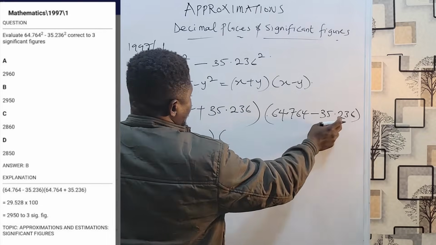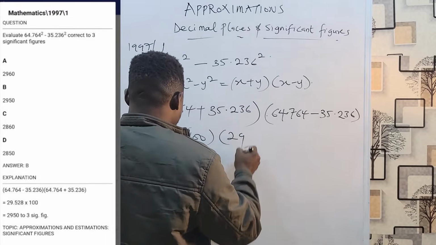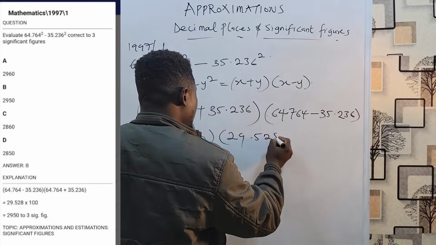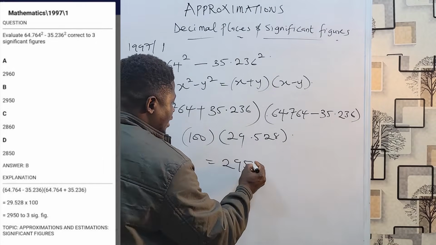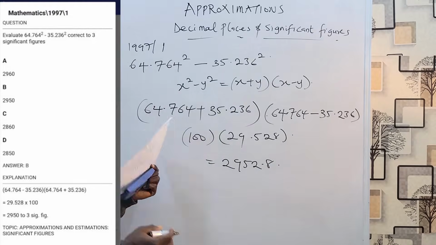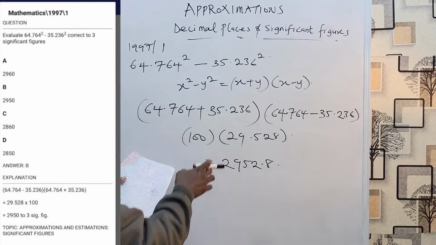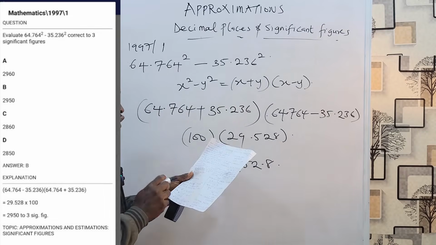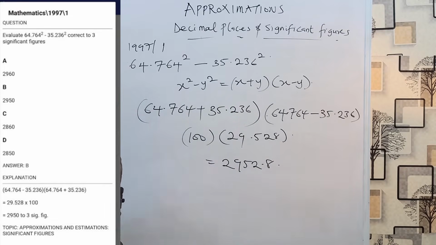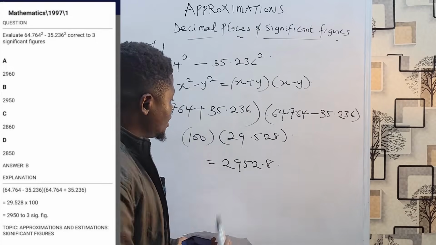Then if you subtract this, I think we are going to have 29.528. So you can multiply. If you multiply, I'm going to have 2952.8. So this is our result after we have simplified this. But that's not the question. The question says correct to what? 3 significant figures. Correct to 3 significant figures.